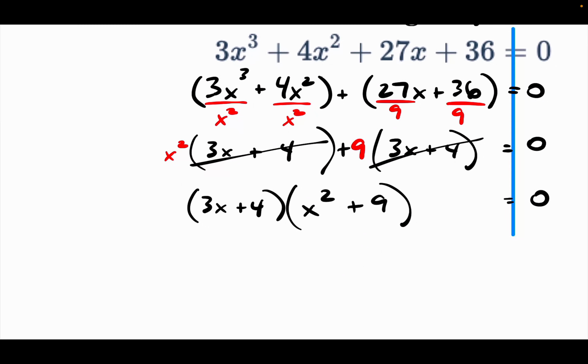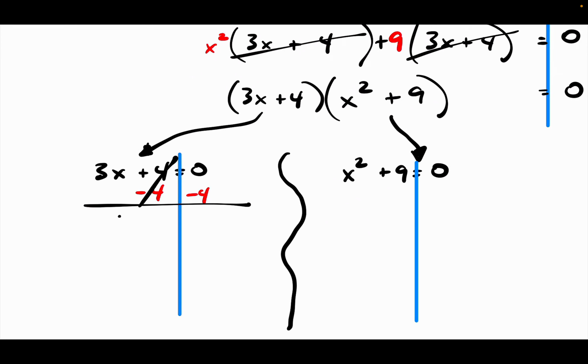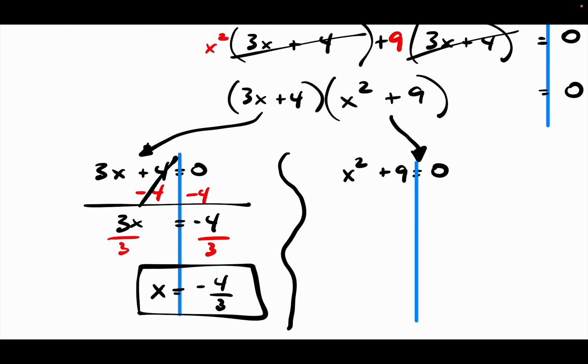So we need 3 answers. So the first one is going to give us 1, and the second one's going to give us 2. Okay, so I'm going to subtract 4 from both sides. It's going to be negative 4 over 3. When you divide, you're going to get one answer. It's real. Negative 4 divided by 3. Doesn't need to be reduced. Leave it like that.